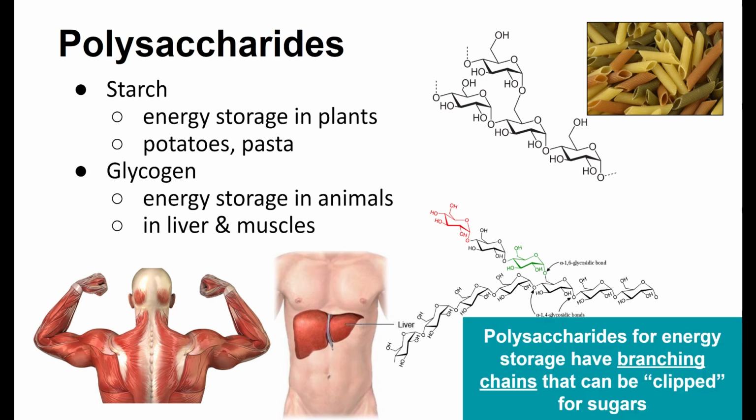Now, you may notice that both glycogen and starch have these branches, and that's because it's easy for the plant cells, or your body, to clip off little bits, little sugars, individual monosaccharides when they need energy from the branching molecules. They're easy to break down and they're easy to build back up again. So that's why they're good for energy storage.